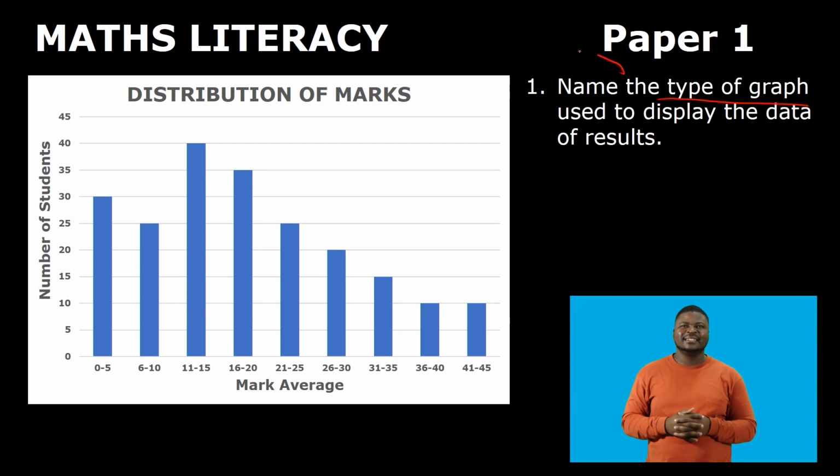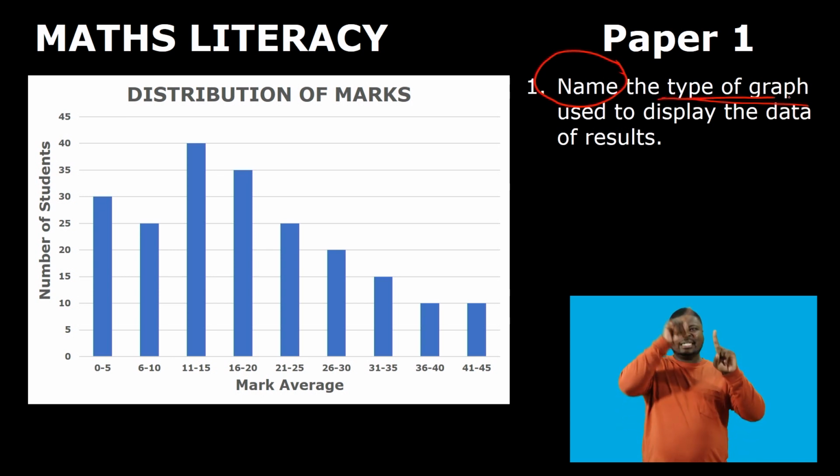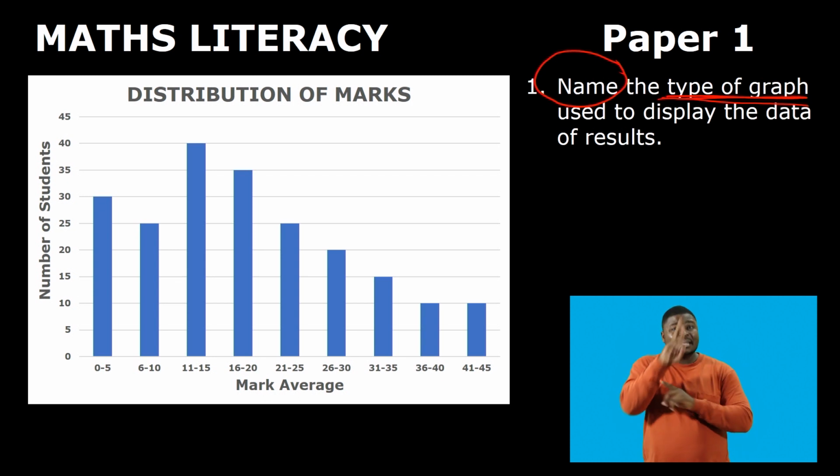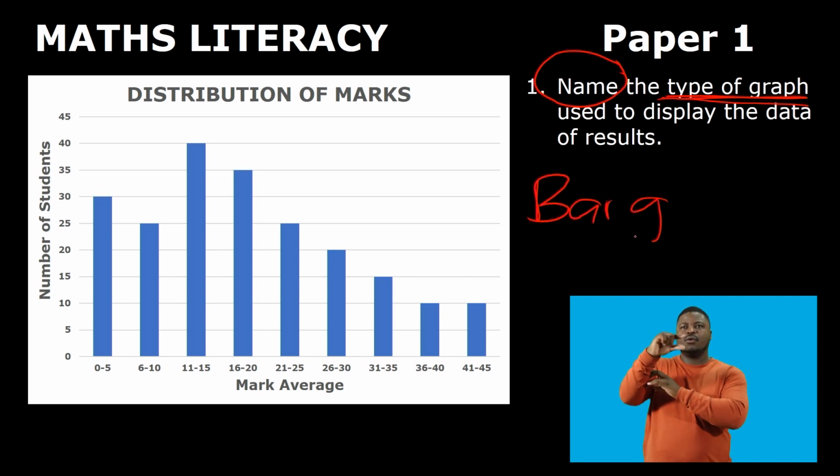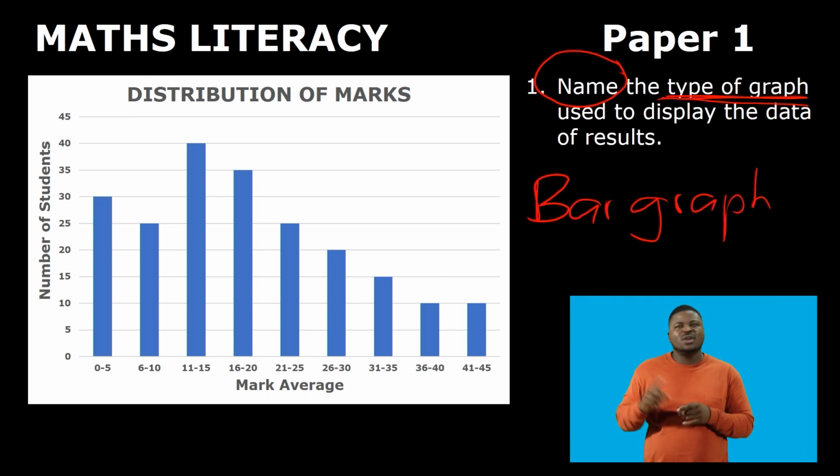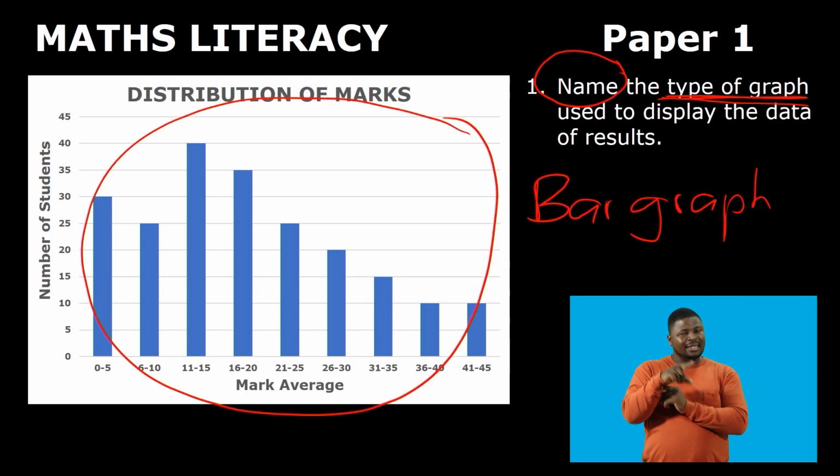So the word we're looking for is name. What do we need to name? The type of the graph. And now don't be clever and add fancy names. This is a bar graph. So only write bar graph. You don't need to say whether it's compound or double or stacked or whatever. In this case, it's just a single bar graph.